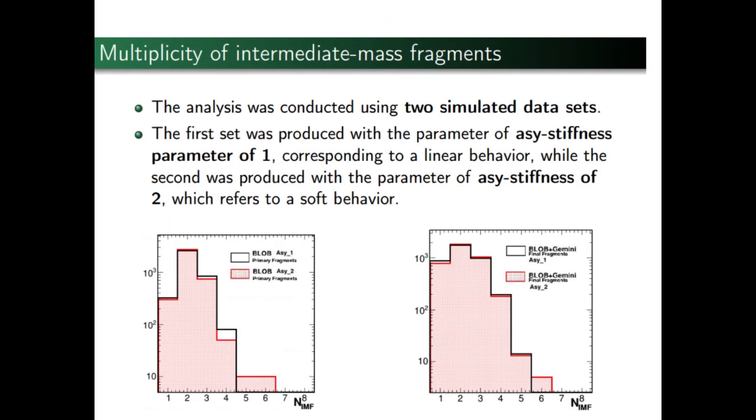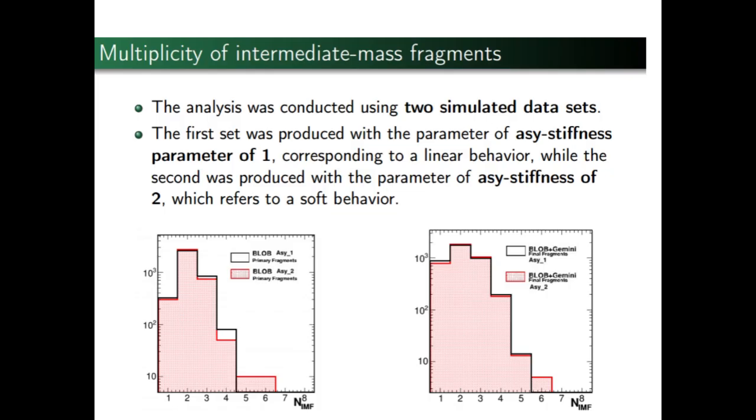The results were compared both with the data produced exclusively using BLOB and with those including GEMINI++, a statistical decay code. When the asy-stiffness parameter is 2, there is a noticeable presence of events characterized by high multiplicity of IMF even in the primary case. This could be attributed to the soft nature of nuclear matter, which is expected to have a greater propensity for fragmentation.